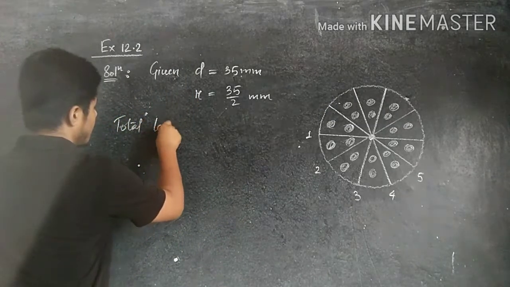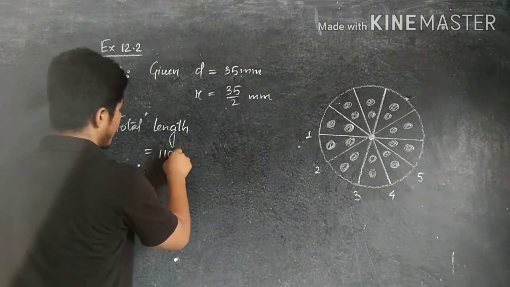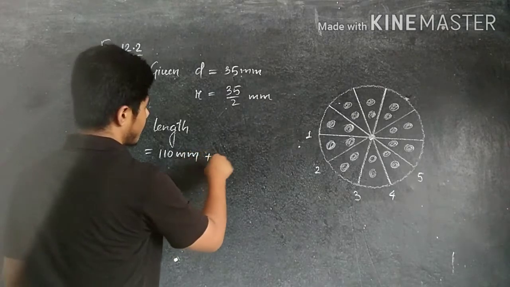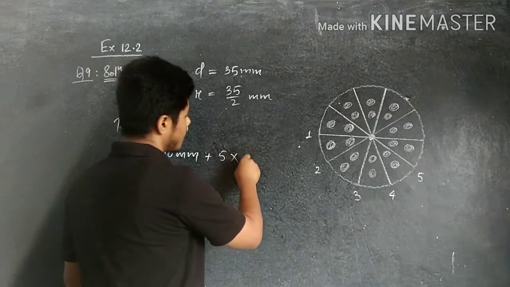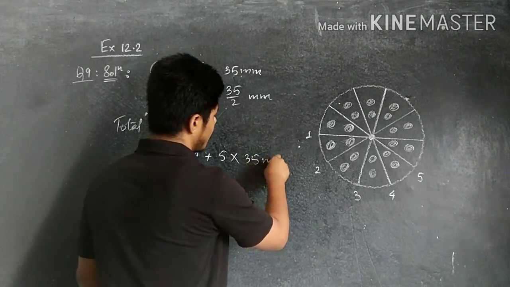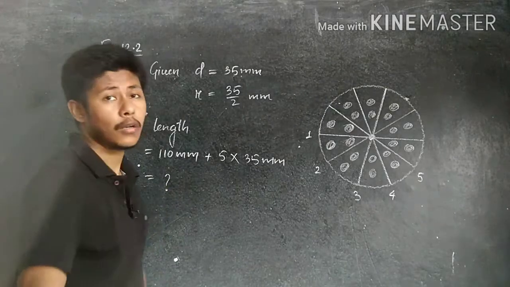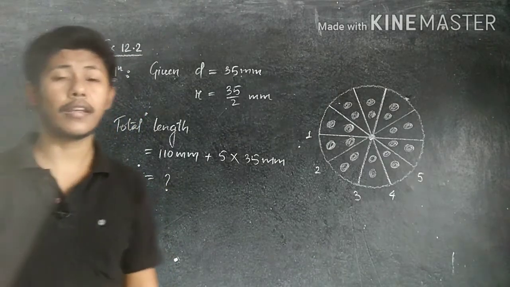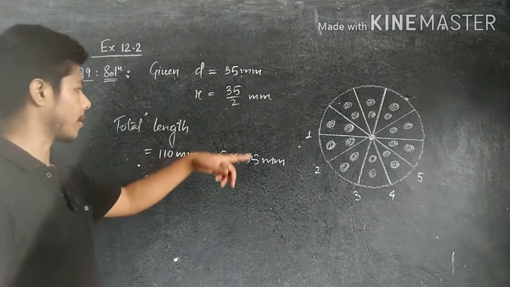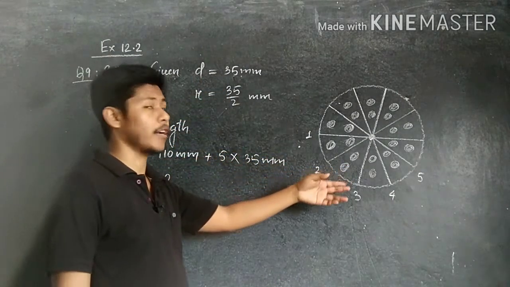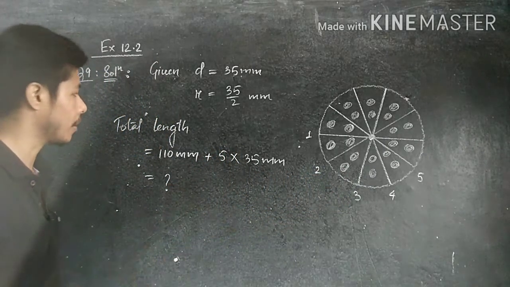total length equals 110 mm plus 5 into how many diameters are there? 5 diameters, each of 35 mm. So we have to calculate this one, and if you calculate it, then we get the total length of the wire here. Is it clear? 110 mm, this one is the circumference, plus 5 into 35 mm. So if you do this, then we get the total length.